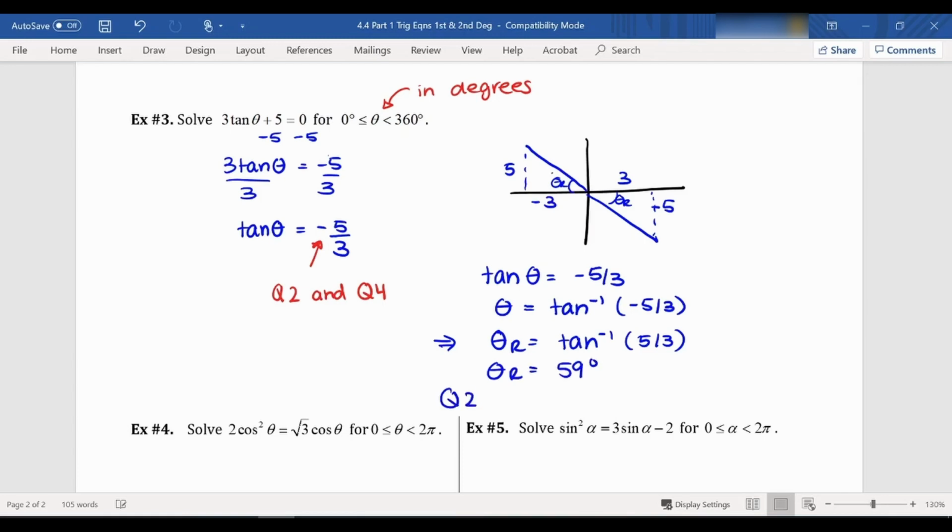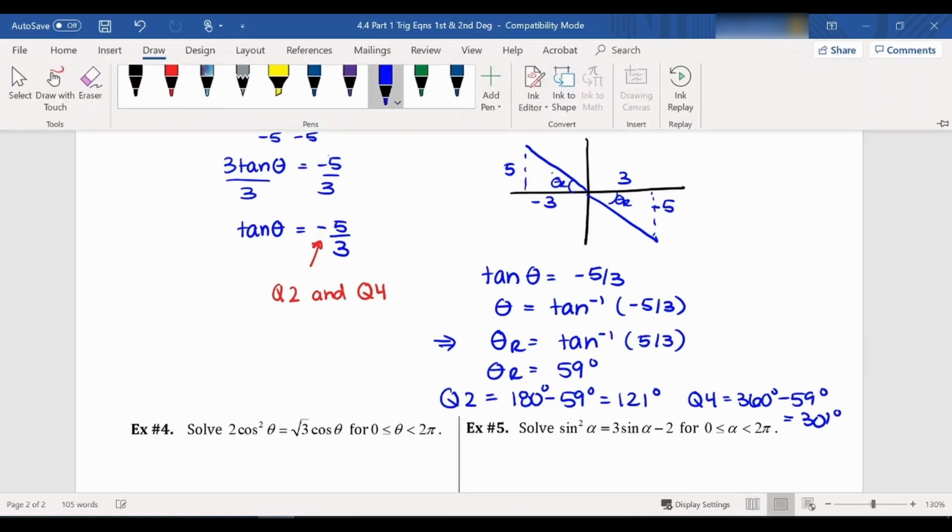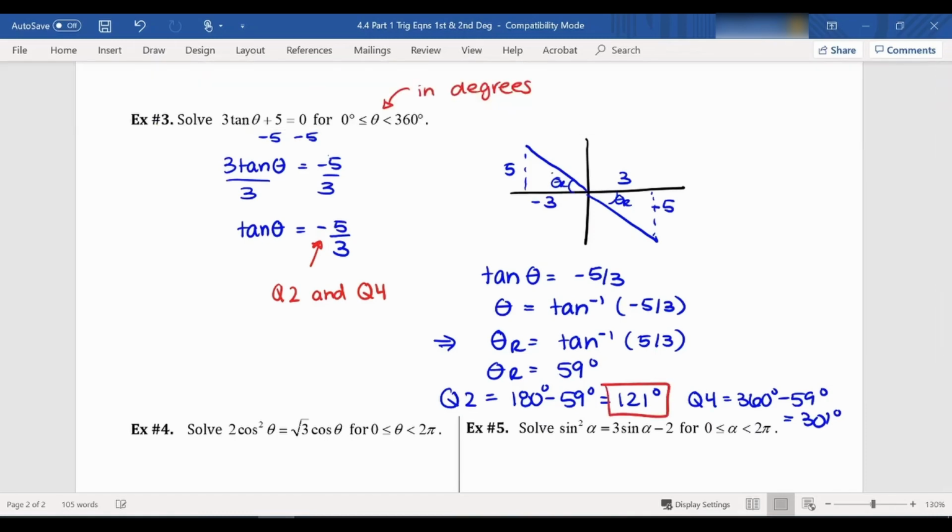And this means in Q2, this is going to be 180 minus 59, which is 121. And in Q4, I'm going to get 360 minus 59, which will give me 301. So I still have two answers, but I'm in degrees here. And I needed my calculator to find my reference angle because it was not a special triangle.